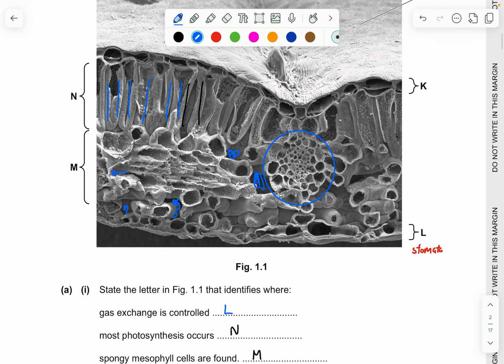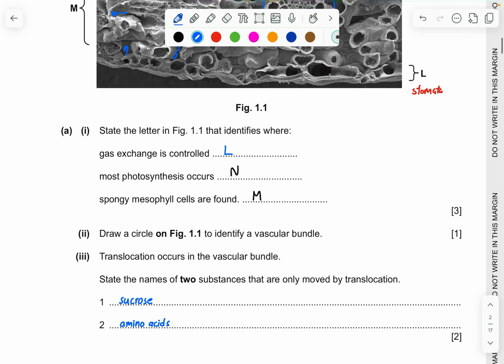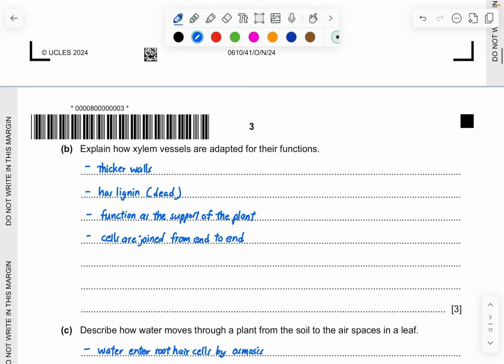And part 2, draw a circle on figure 1.1 to identify a vascular bundle. Remember, a vascular bundle is quite circular in shape. So the blue one that I circled is the vascular bundle with the xylem and the phloem inside. Translocation occurs in the vascular bundle. State the names of the two substances that are only moved by translocation. Well, it's quite simple and straightforward. Sucrose and amino acids are sufficient to answer this question.